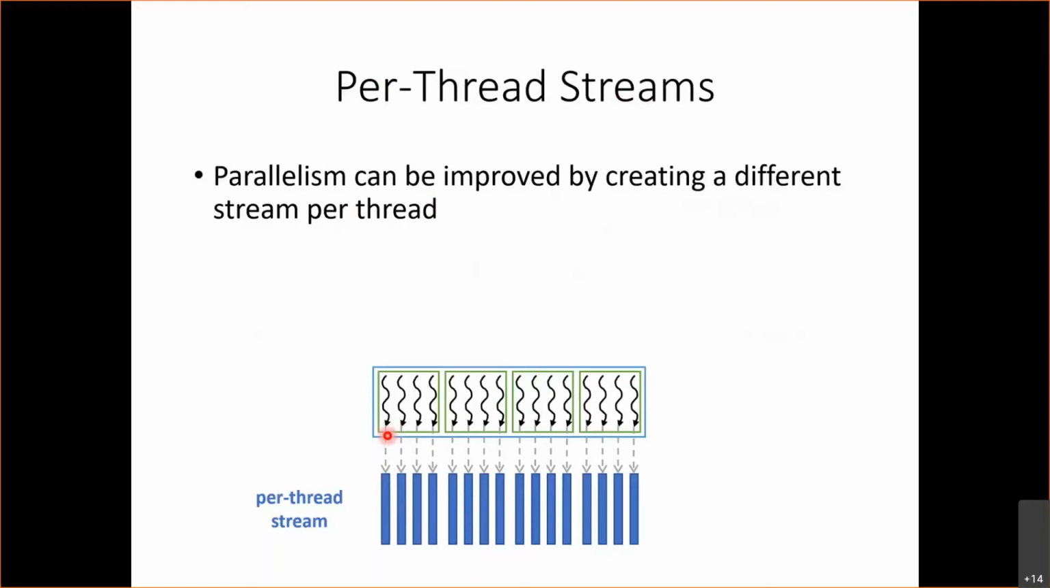Well, there are two approaches. We can use the same API we saw last time when we created streams. We can have each thread call create stream to create its own stream. That's the first approach. So we can use an API just like we used on the host to create a stream for the thread.